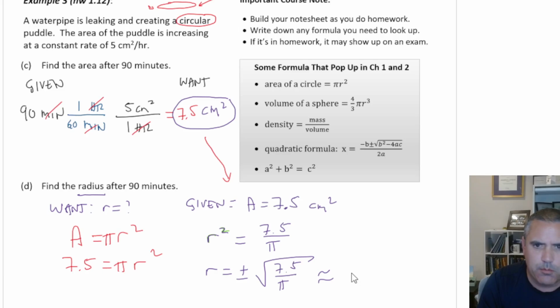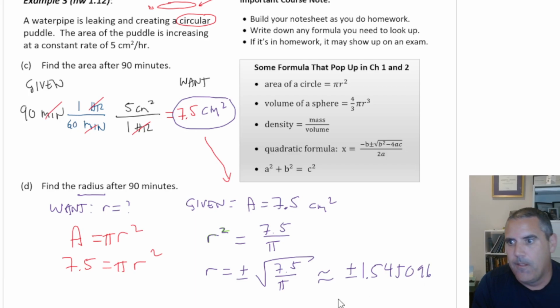And I did a decimal for this, so I do have plus or minus 1.545096. Typically in the homework, it'll say round to 3 digits or something. So 1.545. What am I looking for? Radius, centimeters.